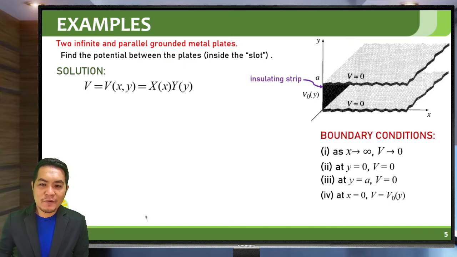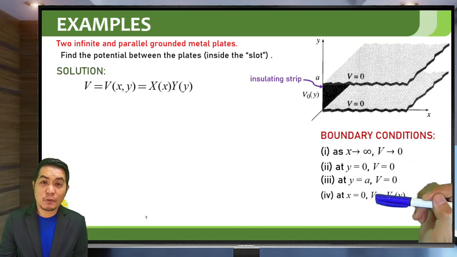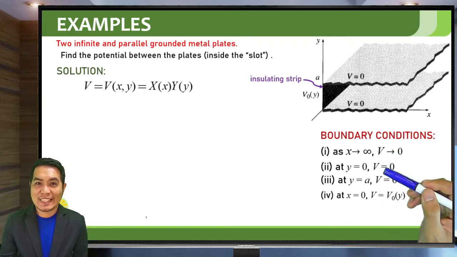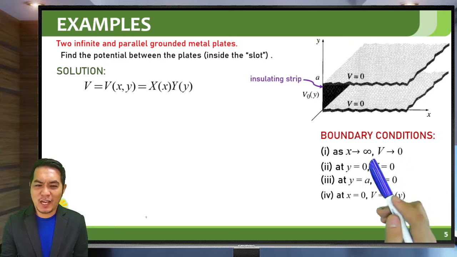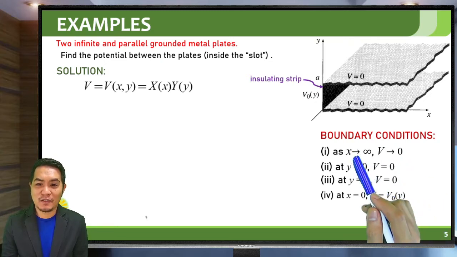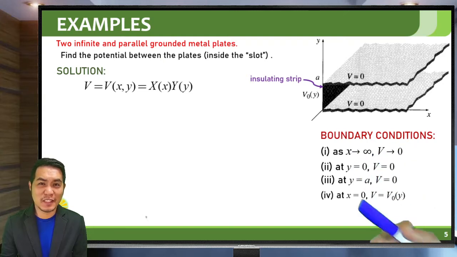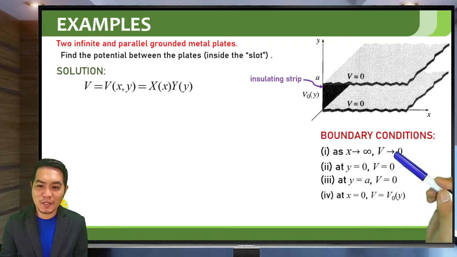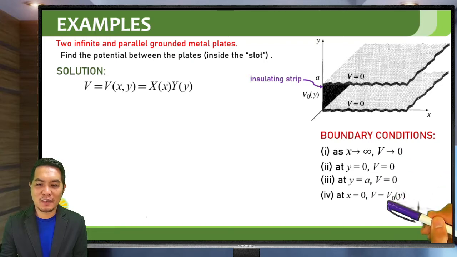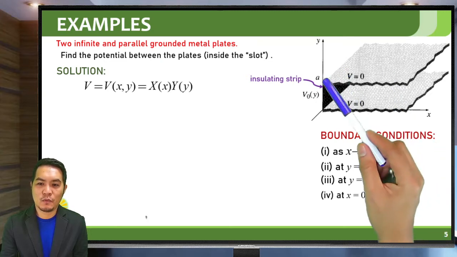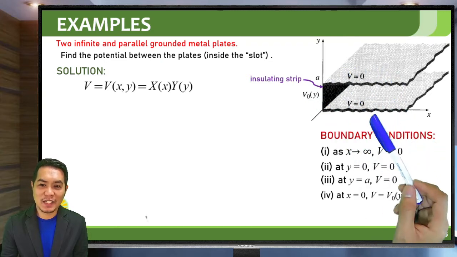So obviously from the boundary conditions, you will notice that the potential doesn't depend on z. Actually, you can add a boundary condition that when z approaches infinity, the potential must also approach 0, but that's just a generic boundary condition. The boundary conditions that matter here are boundary conditions 2, 3, and 4, which are all about x and y. Which is also what you can see here.